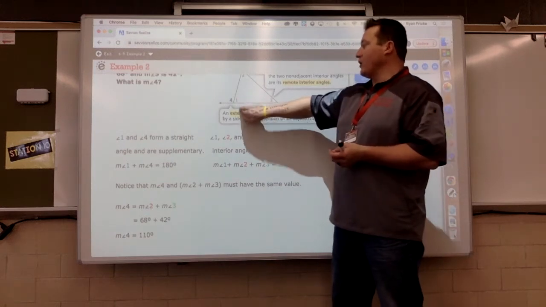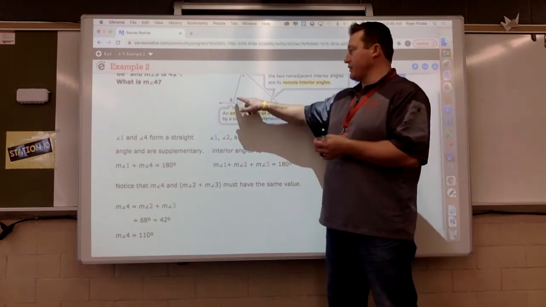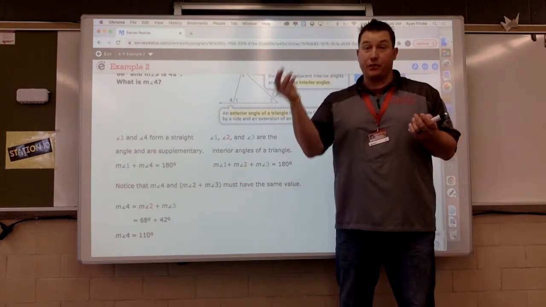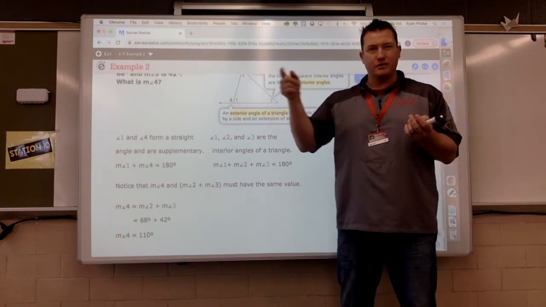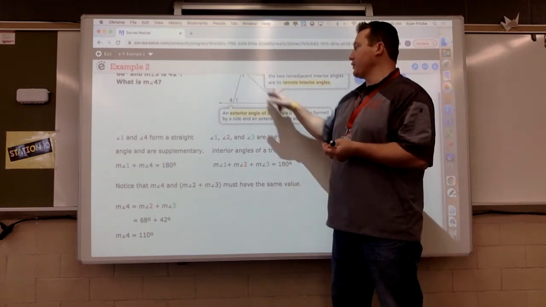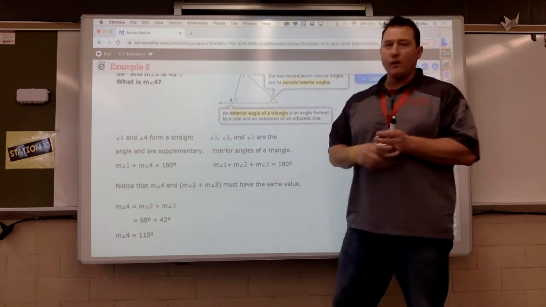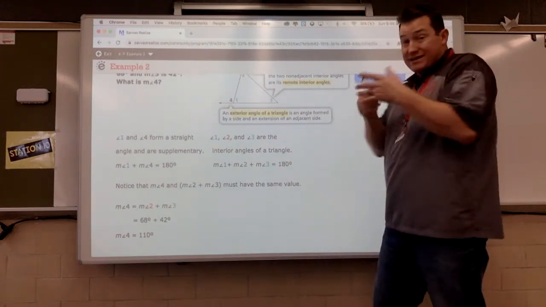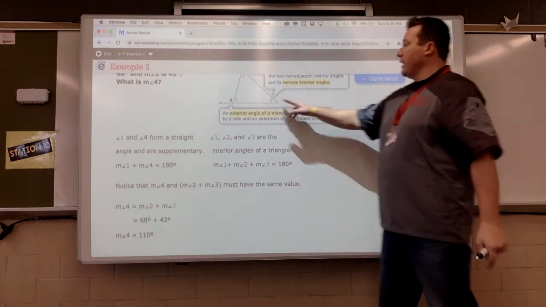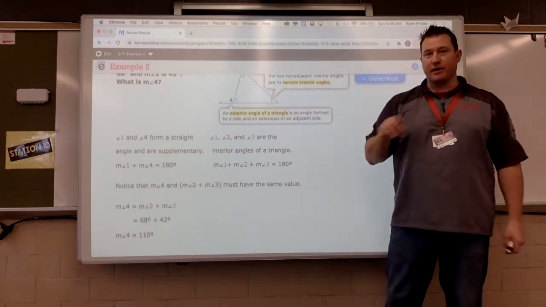So if we were to take angle 1 out of the equation here, think about it. 1 and 4 add up to 180. Well, 1, 2, and 3 also add up to 180. So that means that angle 2 and 3 are always going to add up to angle 4, right? Because it has to add up to the same number, 180 degrees, okay? And so, guys, there's our new relationship here in example 2.